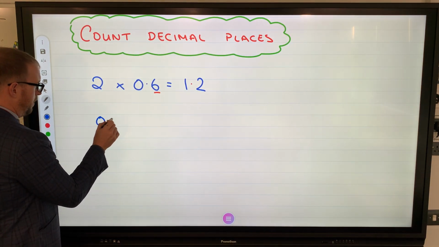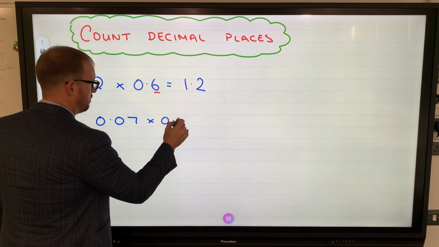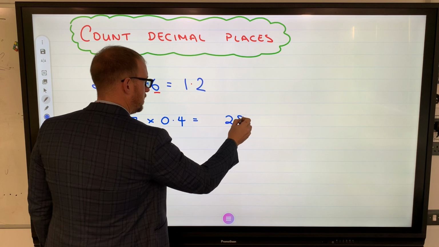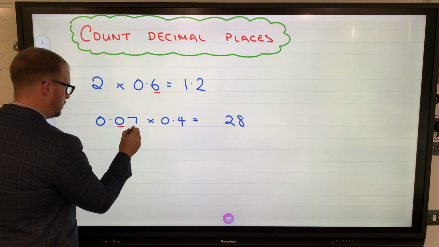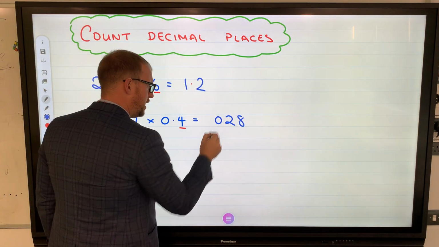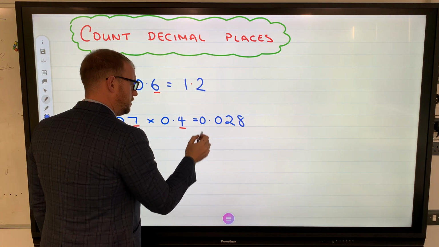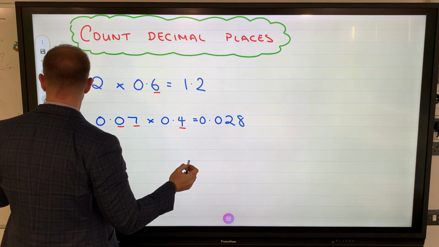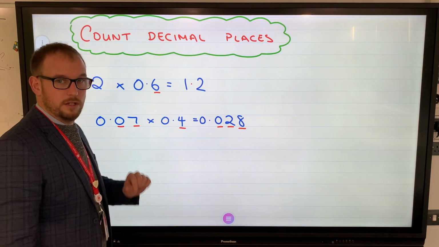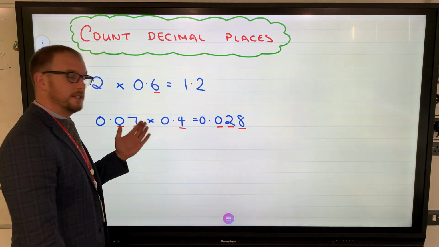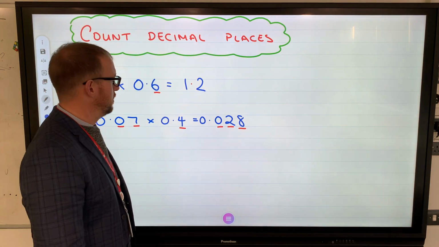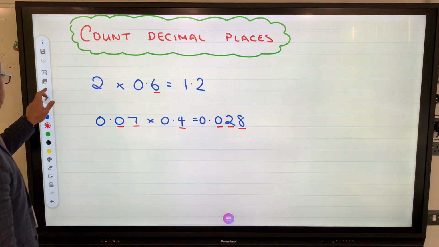If I had 0.07 times 0.4, look at the digits, 7 times 4 is 28. I've got 1, 2, 3 decimal places. I've only got 2 numbers, that means there must be a 0 before. So it's 0.028. 3 decimal places, because I have 3 in the question. Nice easy rule for you, easy to remember, and it works every single time. But you'll notice times table knowledge really does help. So bear that in mind when it comes to multiplying.